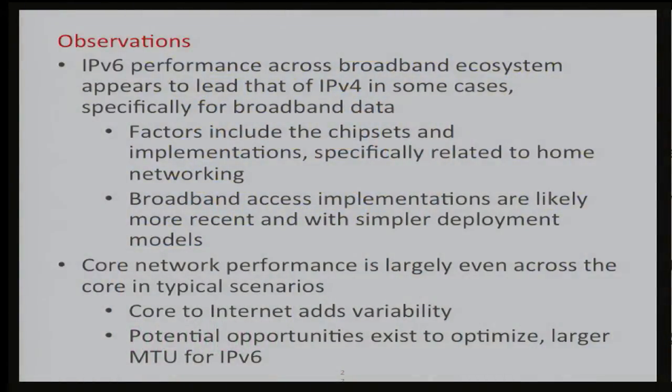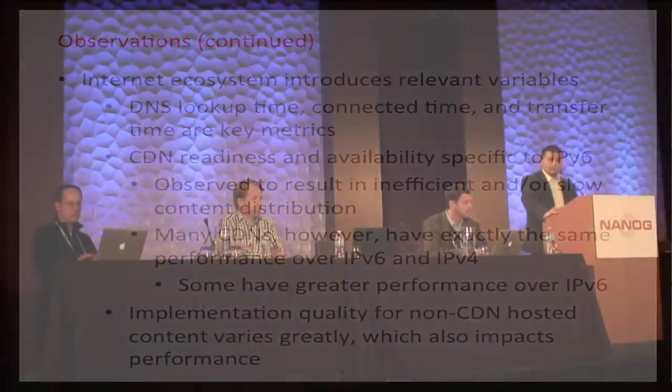On the core network side of things, we're seeing again that the performance is pretty even. It's largely even across typical scenarios, right? We're not talking about scenarios where MTUs are adjusted. We're talking about just steady state, moving across from regional network to regional network. We do believe, however, based on some preliminary tests, that with some optimization around MTU configurations, there is an opportunity there. So a little bit more on that maybe later.